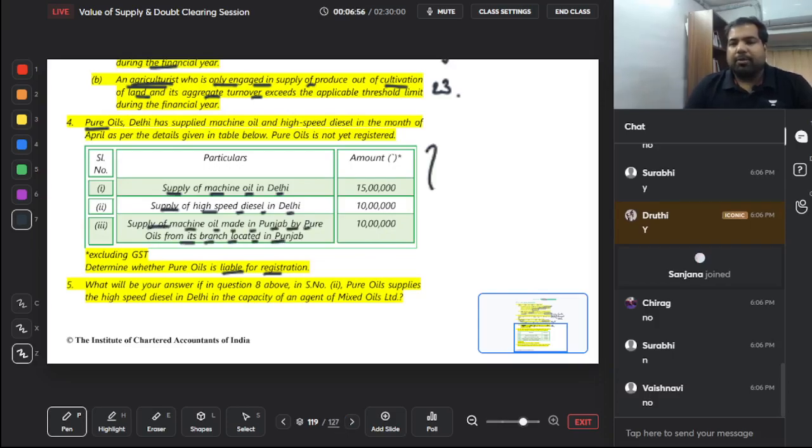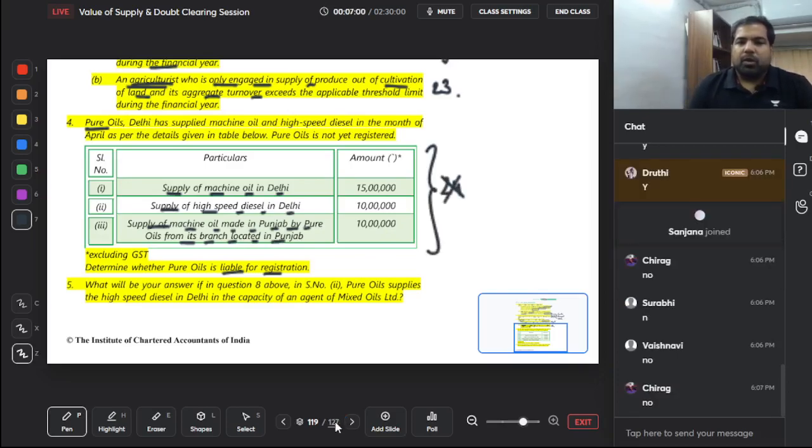Guys, do they have to be compulsorily registered? No, because they are not doing interstate. Although they are supplying in Punjab, the Punjab branch is only supplying, so it's not interstate. So do we need their turnover details now? Yes, please find out the turnover and tell me the turnover, guys.